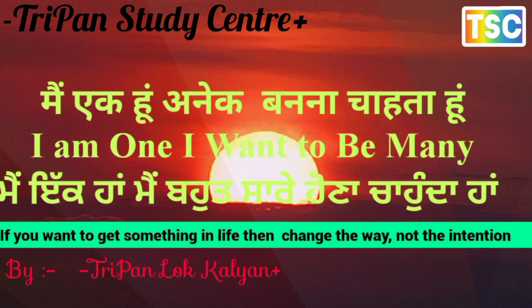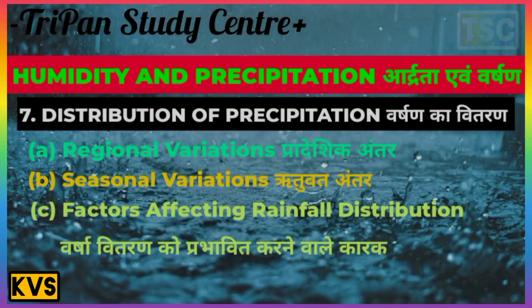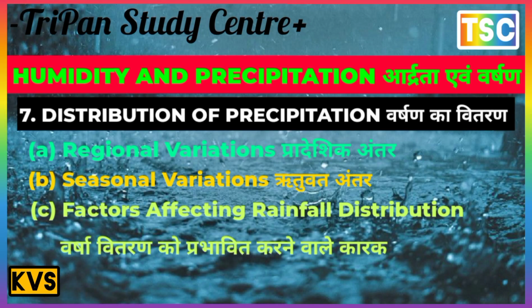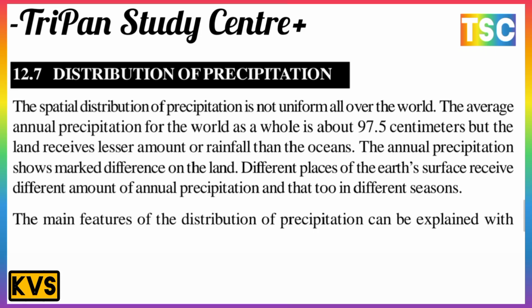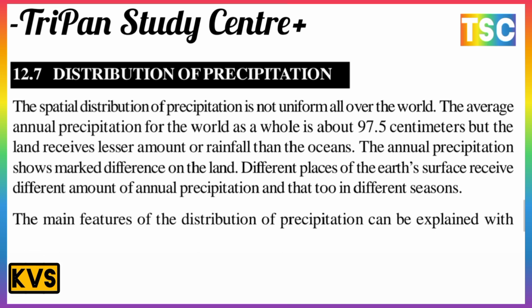Today we are going to see the chapter of geography. And what is our topic today? Distribution of the precipitation. That is the most important here. Distribution of precipitation. The typical distribution of the precipitation is not uniform all over the world.